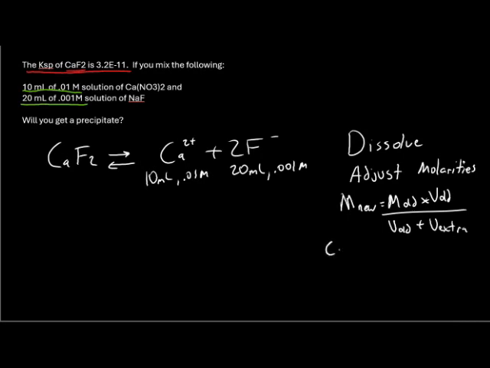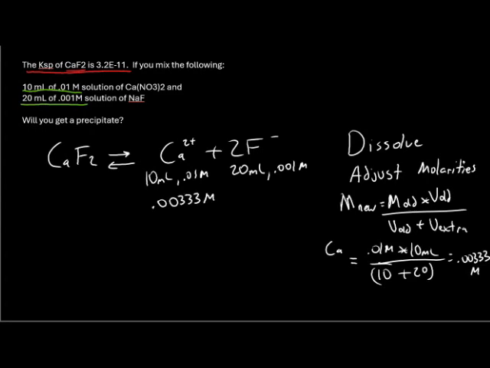Let's first do this process for calcium. The old molarity was 0.01 molarity. The old volume was 10 mL. And on the bottom, the old volume plus the extra volume is going to be the 10 that we started with plus the 20 that we added. When we divide, we will get 0.00333 molarity. We'll write that underneath calcium.